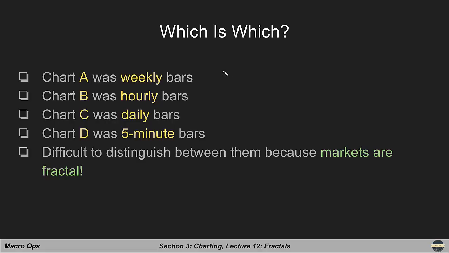So in reality, chart A was weekly bars. Each bar represented 1 week at a time. Chart B was hourly bars. C was daily bars, and D was 5-minute bars. And because markets are organized in a fractal nature, you have a really hard time determining what the scale is unless we have that nice little X and Y axis on our charting platforms.